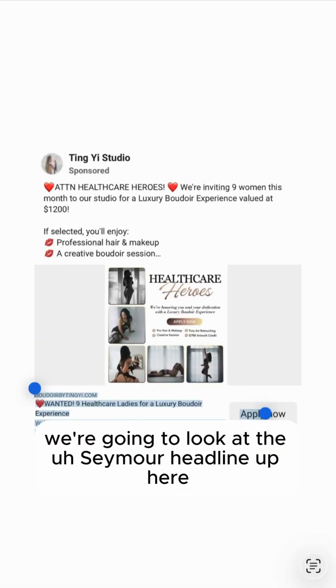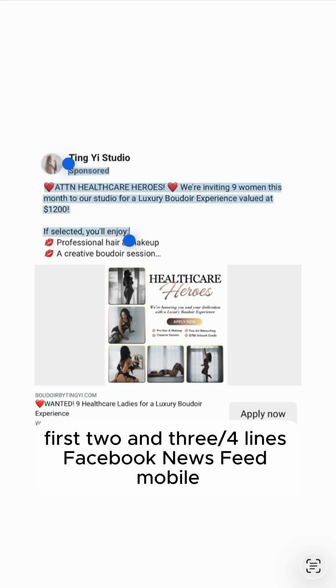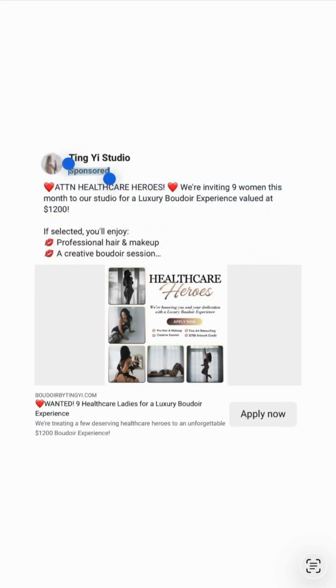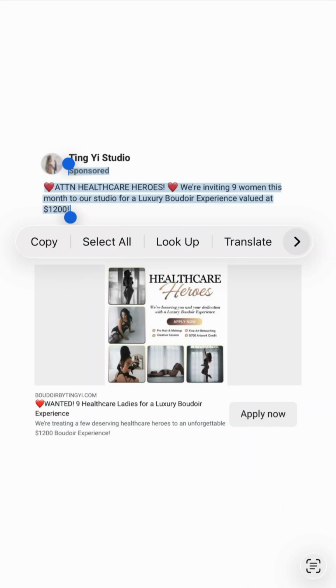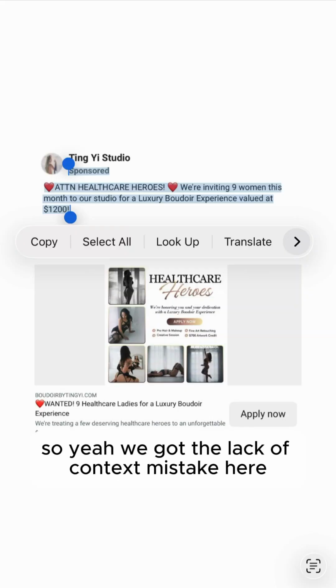And finally, we're gonna look at the "See More" headline up here, first 2 3/4 lines, Facebook newsfeed mobile. And let's see. So we got: Attention Healthcare Heroes, invited 9 women this month to our studio for a luxury boudoir experience, invested at $1,200. All right, so we only got 2 relevant context points here. So yeah, we got the lack of context mistake here.